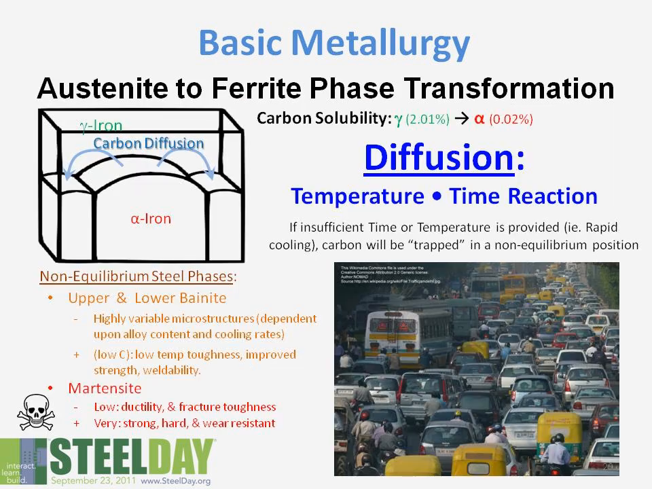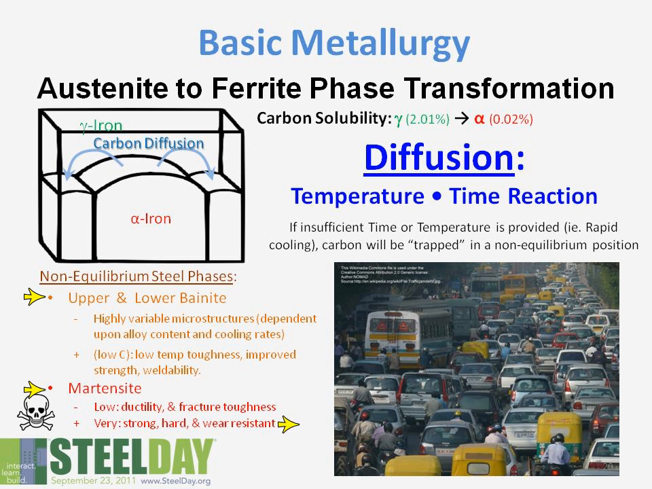Now, I did say that for this change to take place to form the pearlite, we do have to have some diffusion occurring. One of the problems with metallurgy is we tend to get a bit jargony, so I'll try to define terms as we go along. Diffusion is a temperature and time-based reaction. If we have this transformation going on slowly, or in equilibrium, we get the pearlite formed. If we don't, we end up with non-equilibrium steel phases. Some you may be familiar with: upper and lower bainite and martensite.